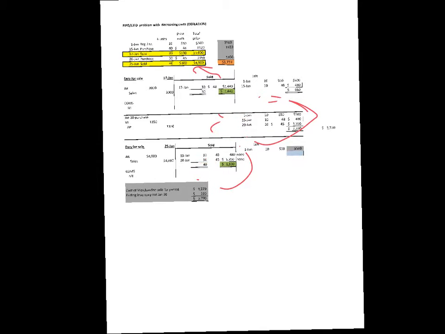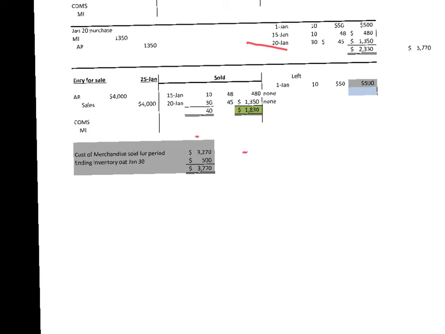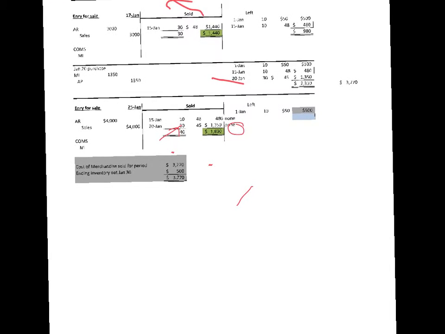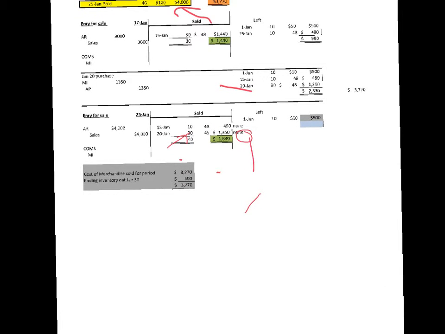The only thing I can tell you is keep telling yourself last in, first out so you don't mess up. The last ones that came in are the bottom ones. So the bottom ones are those. So I first write 30 at 45. How you write them in this column is not really a big deal. I just wanted to line mine up so I could write how many is left. So I sold all of the $45 ones. So there's none left. That's why I wrote none right there.